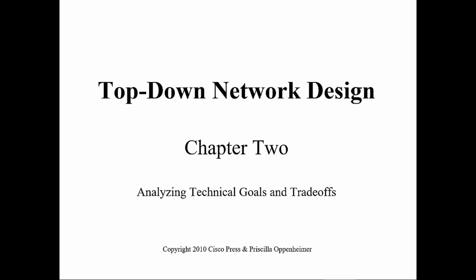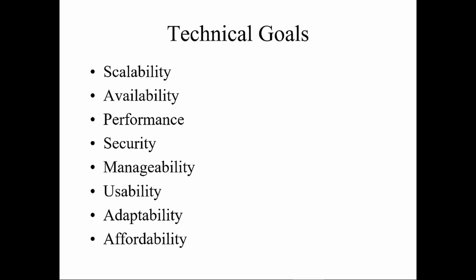So welcome to Chapter 2 of the Top-Down Network Design book. This is Analyzing Technical Goals and Trade-Offs. Alright, so technical goals normally are scalability, availability, performance, security, manageability, usability, adaptability, and affordability.